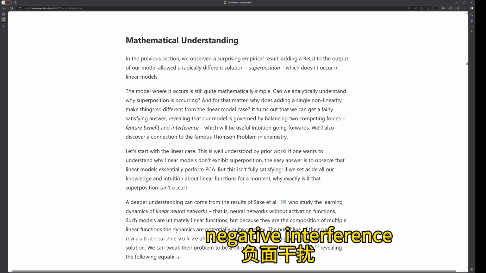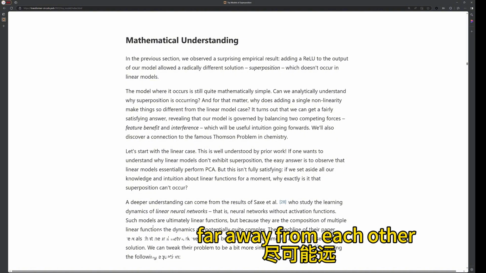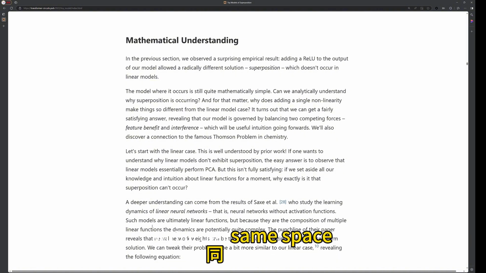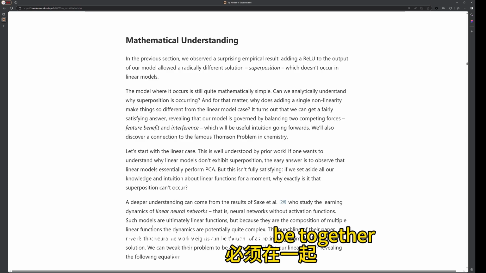And they exhibit negative interference, ideally being antipodal to each other. So they want to be as far away from each other as possible, within that same space. It's like they enjoy being at odds with each other, even when they're forced to share, even when they have to be together.